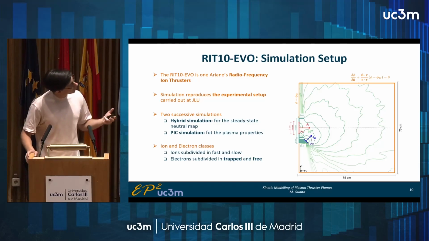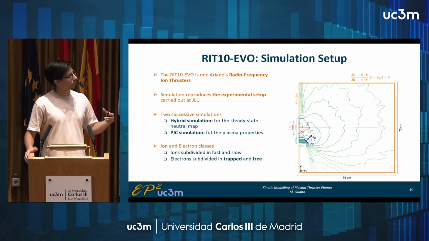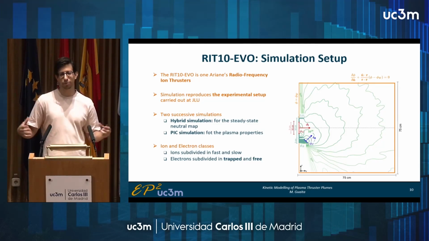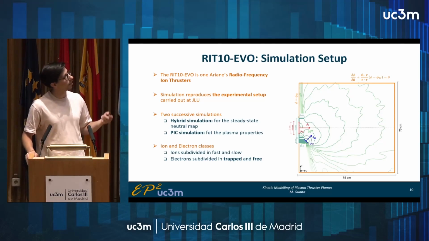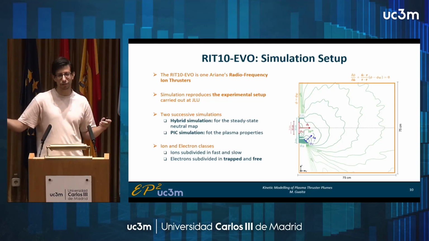Electrons, the physics is a bit more complex, but we can divide them into trapped and free. The idea is that the potential profile inside of the plume is capable of trapping electrons inside it, in principle, for an infinite amount of time. So these will be the trapped ones. The free ones are the ones that can reach the edges of the simulation and leave.